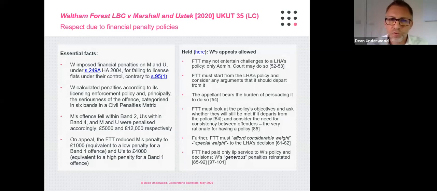And so in this case, Waltham Forest had imposed financial penalties on Mr. Marshall and Mr. Ustek under Section 249A for failing to license flats under their control, in this case under Part 3 of the 2004 Act.